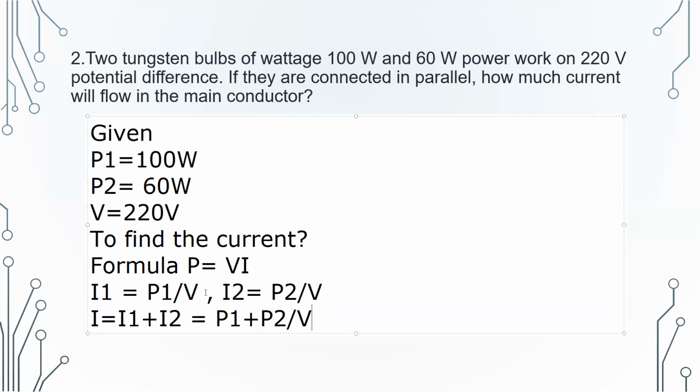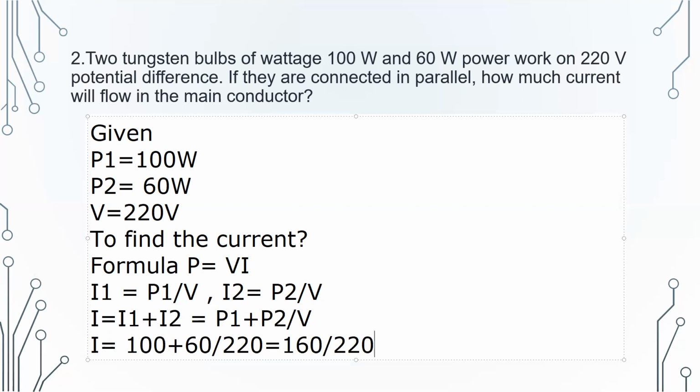One common denominator. Now substitute the value. That is, I is equal to 100 plus 60 upon 220. 100 plus 60 is 160 upon 220. What is 160 upon 220?